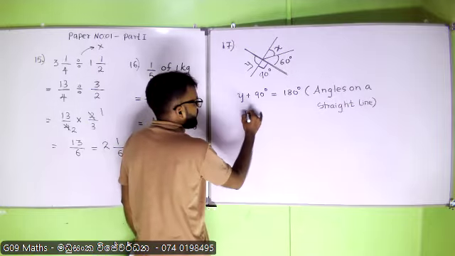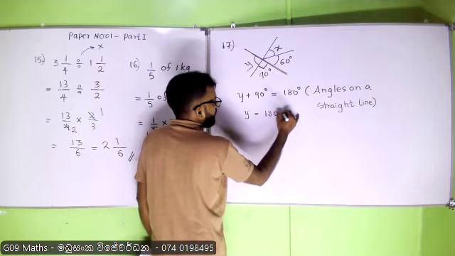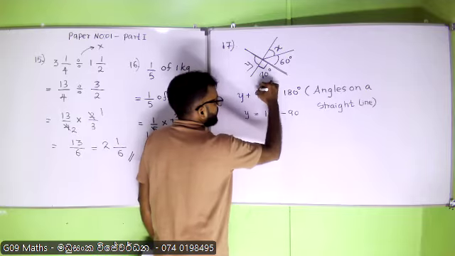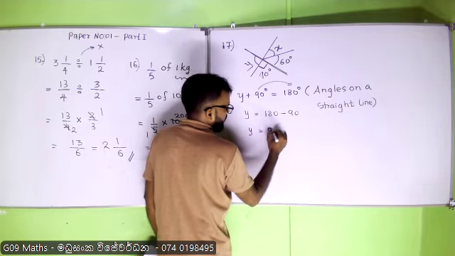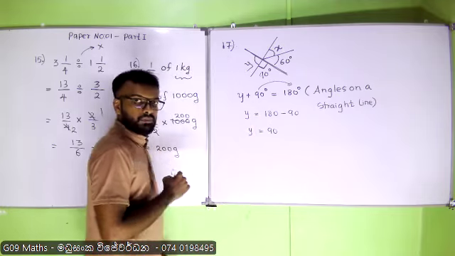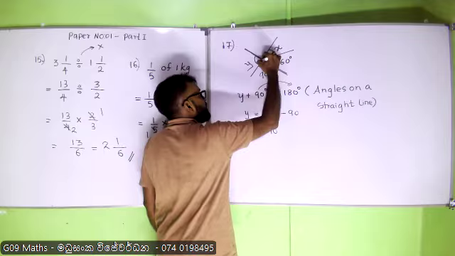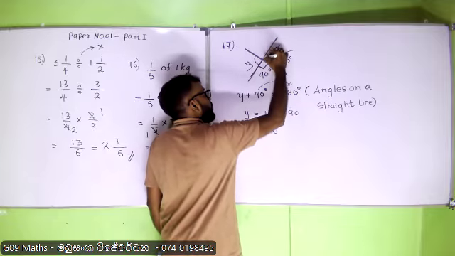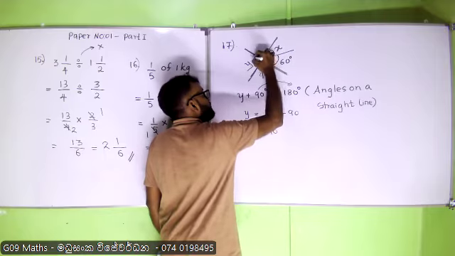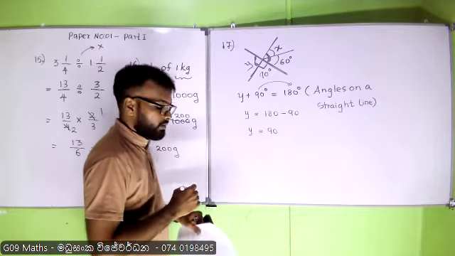So you can find y, right? 180 minus 90. Take this 90 to this side. Y is equal to 90. Right? And when you consider this y angle and this whole angle, what can you say about those two angles?